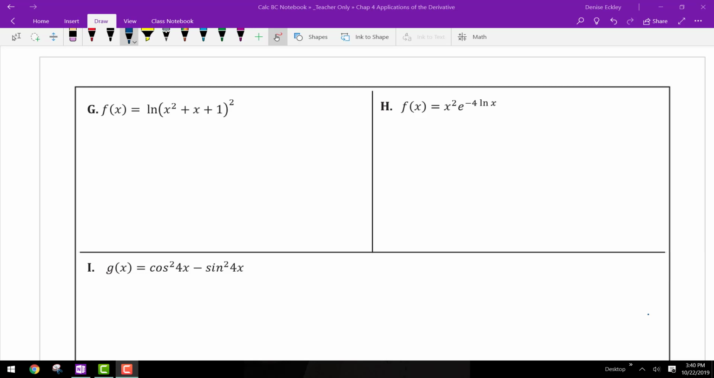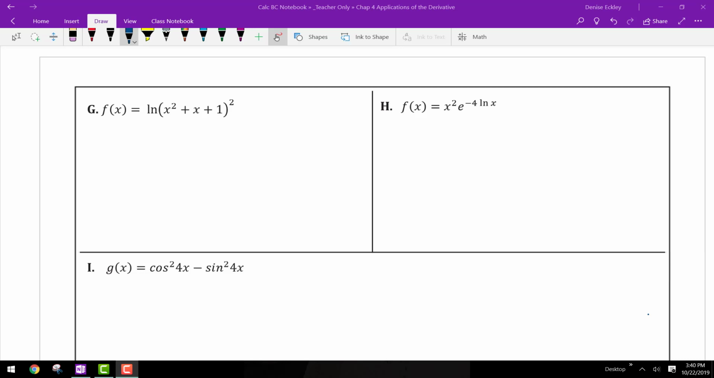Now what we have here is a double chain rule situation because we have an outside function of the natural log. Then we have a second function of a base raised to the second power, and then our third function, which is that quadratic polynomial. So we are going to have to use the chain rule twice.